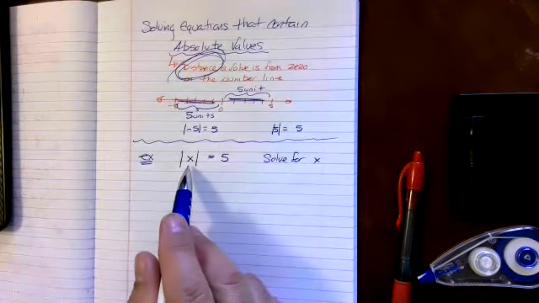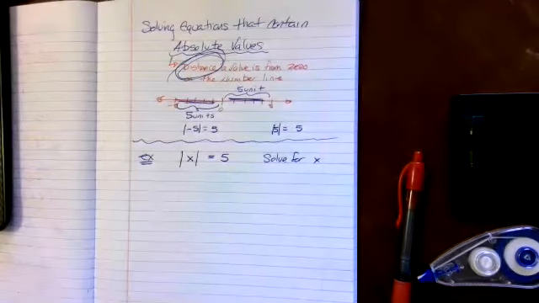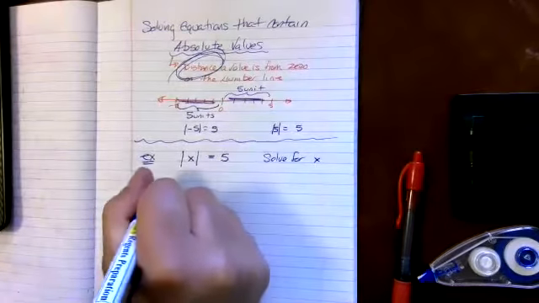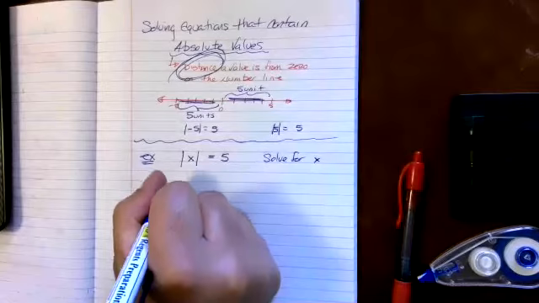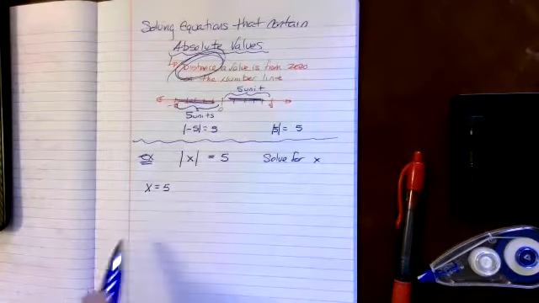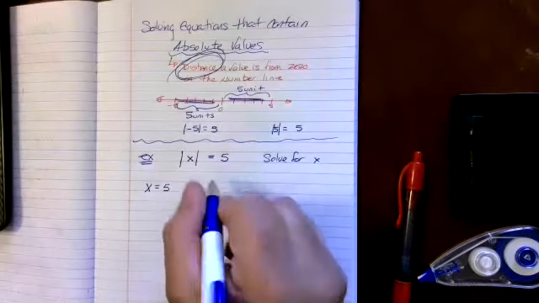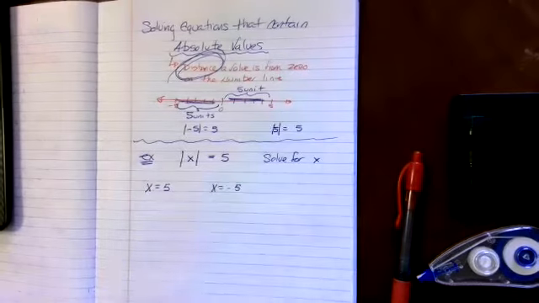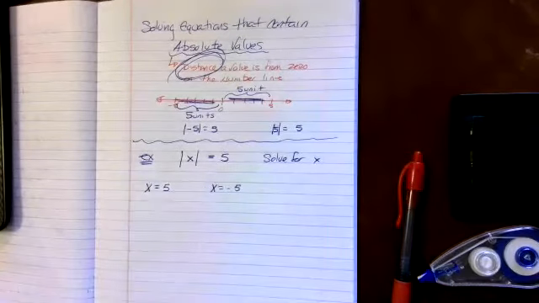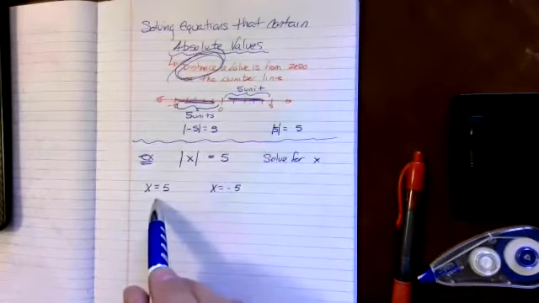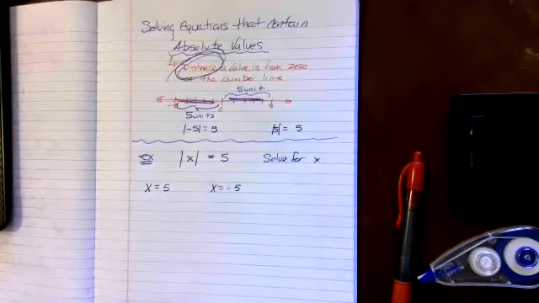Well, what value of x will give me 5? Right? Well, I know when x is 5, that'll give me 5. And I know when x is equal to -5, that will give me this result as well. So my solution for this problem is x is equal to 5 and x is equal to -5.